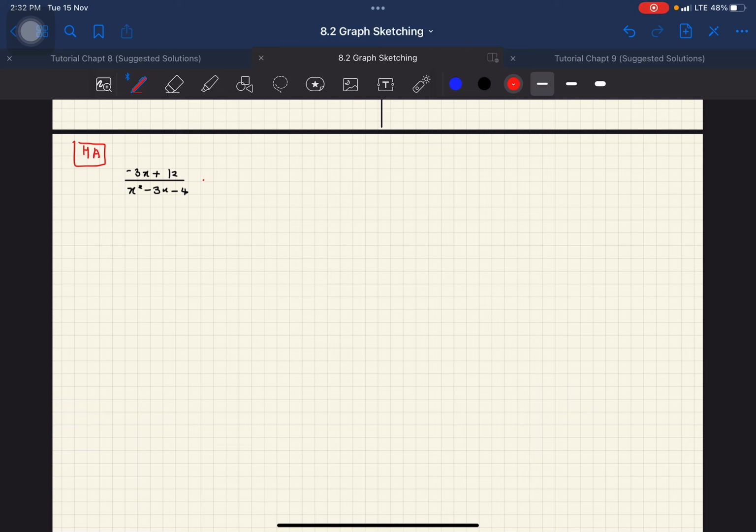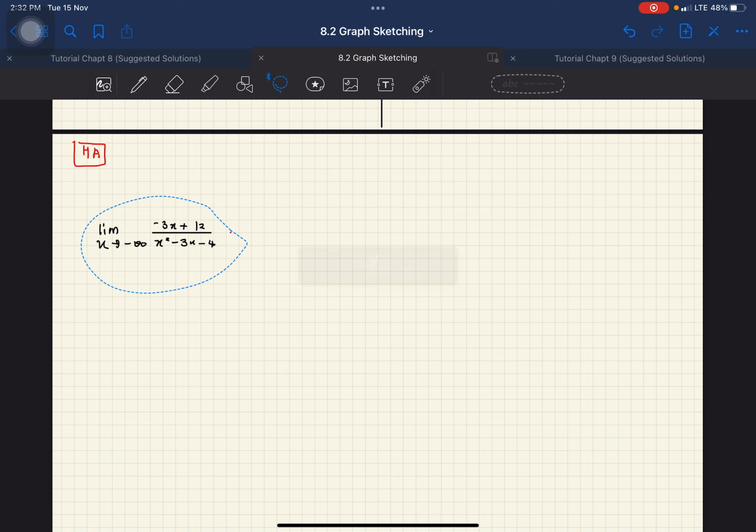Okay, so kita nak cari limit daripada kiri. Bukan daripada kiri, limit yang pergi ke arah kiri, approaching negative infinity of this function. Okay, and then kita nak cari limit approaching to positive infinity. Paste dekat sini.